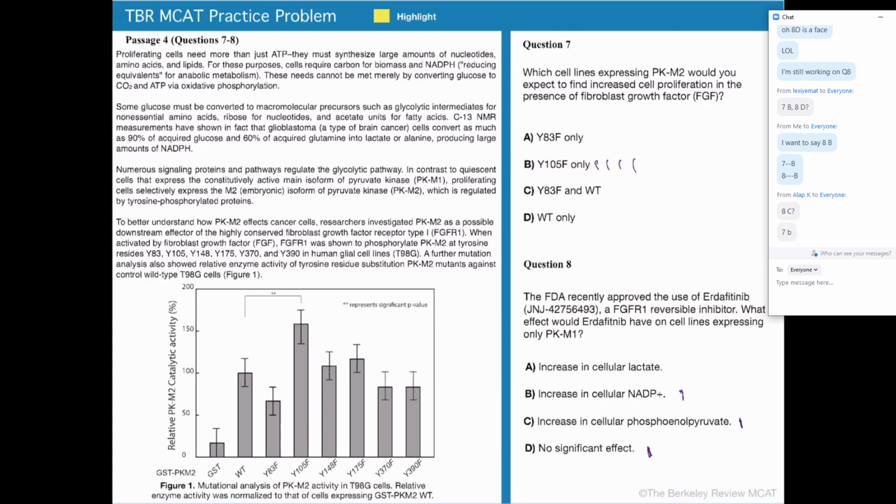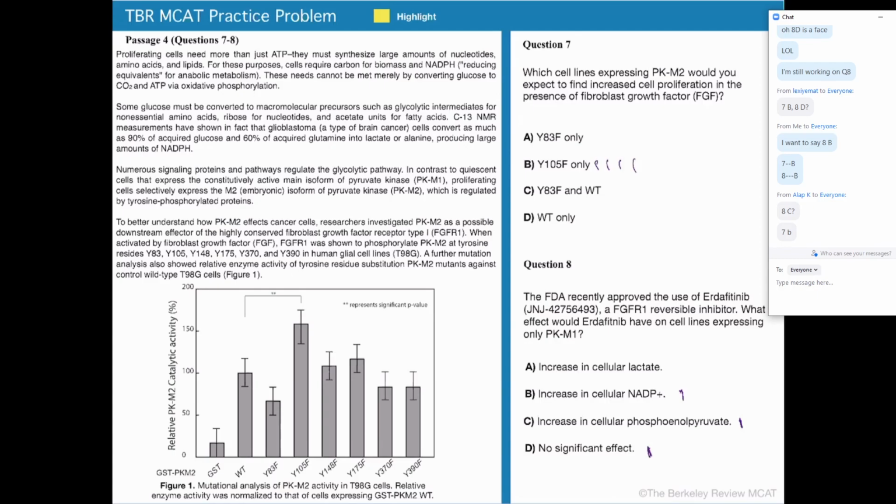Okay, and you'll see that this passage is talking about a specific step within glycolysis, particularly pyruvate kinase, which we've just gone over. That's going from PEP to pyruvate and it's generating ATP. And it's saying that there are these two different isoforms. You have pyruvate kinase M1, which is, in fact, I'm just going to highlight this.